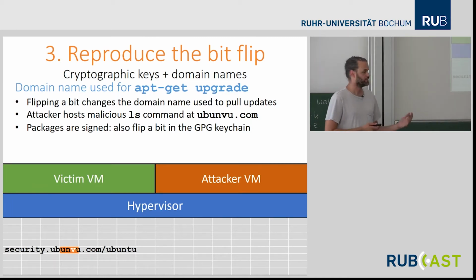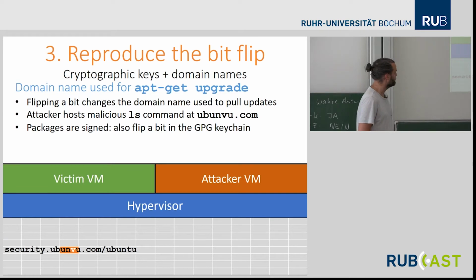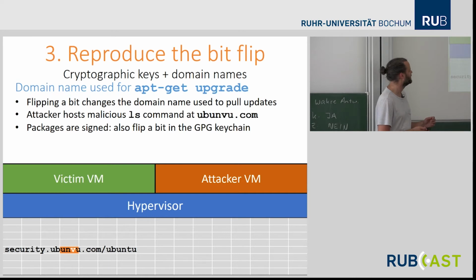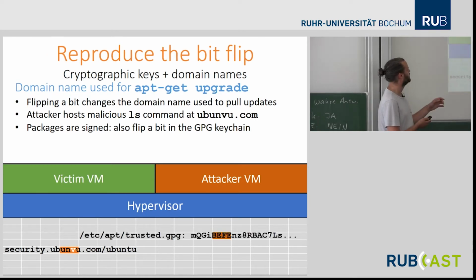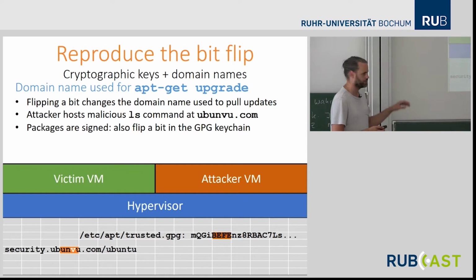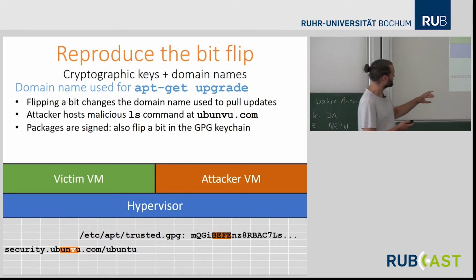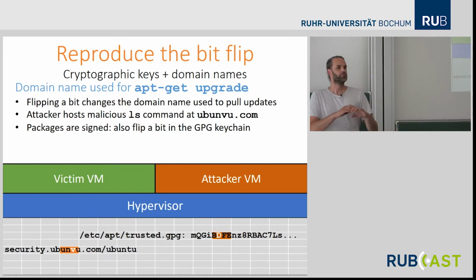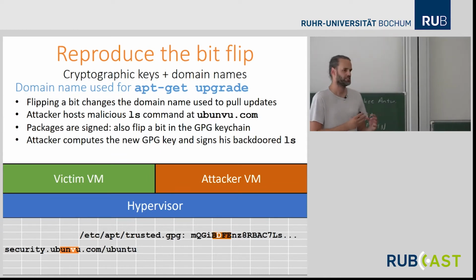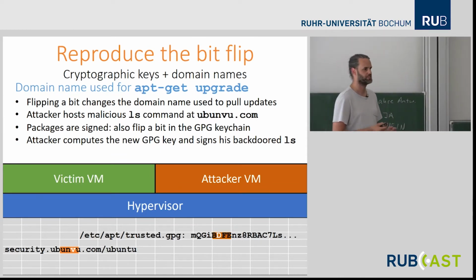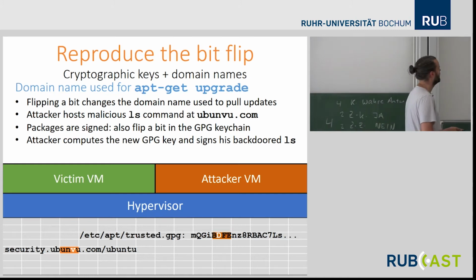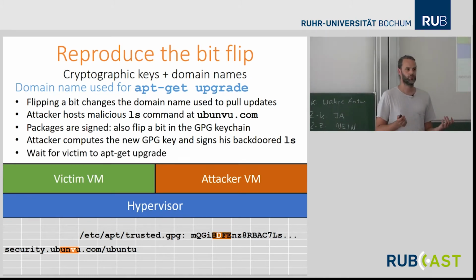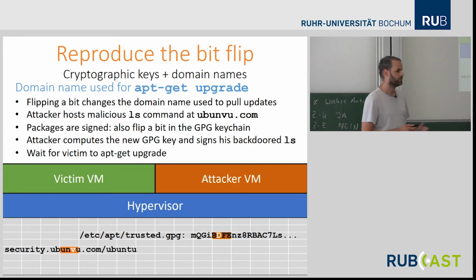Of course, things were not this simple, because packages are also signed. So they had to flip another bit in the GPG keychain, so they had to find another vulnerable location, store there the GPG keychain, flip a bit there, and then compute a new key that matches this and sign the packages that he's hosting online. And then you simply wait for the victim to do an upgrade, which usually happens automated.